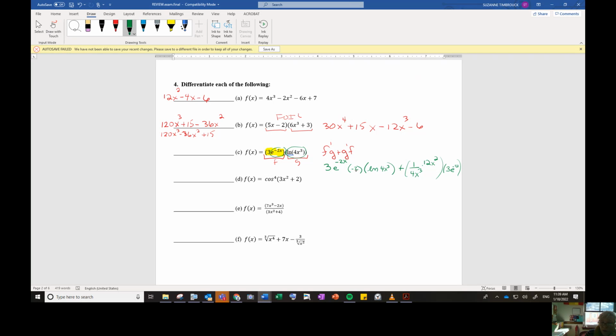All right, so taking this negative 2 and this 3 together, we end up with negative 6 e to the negative 2x times ln 4x cubed plus this 12 and 4 are going to cancel to give us 3, x squared over x cubed gives us an x in the denominator, and that's going to be times the 3e to the negative 2x.